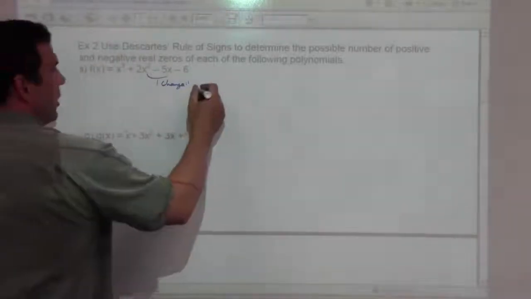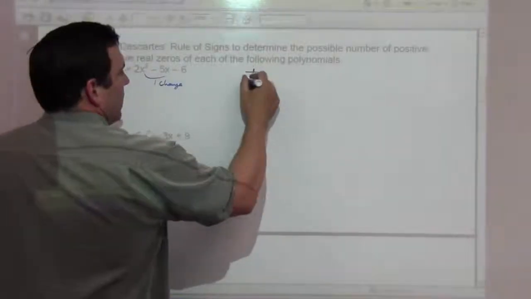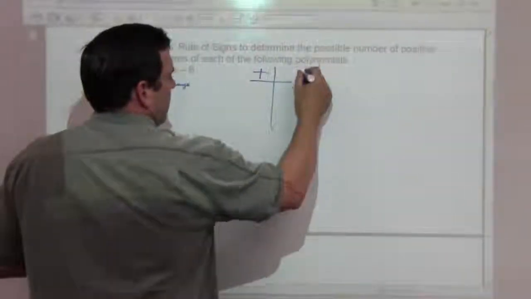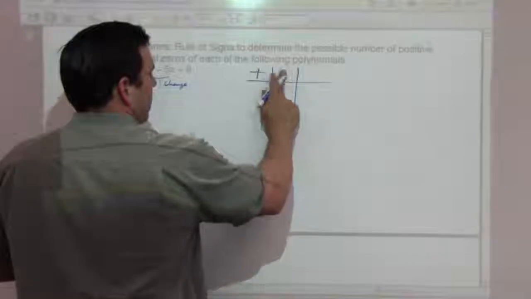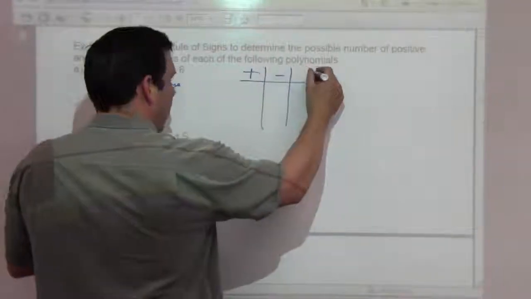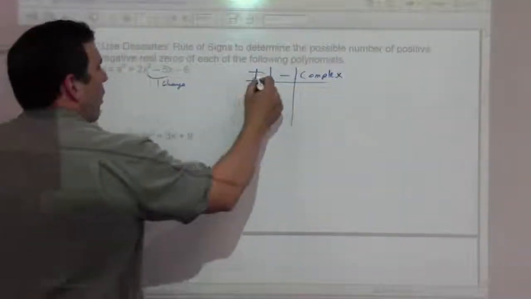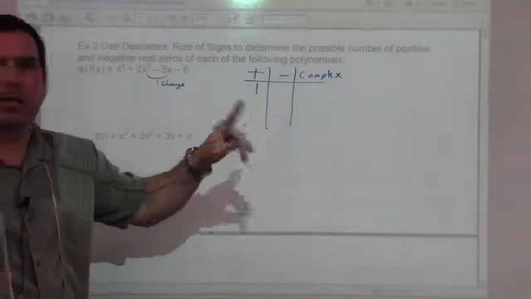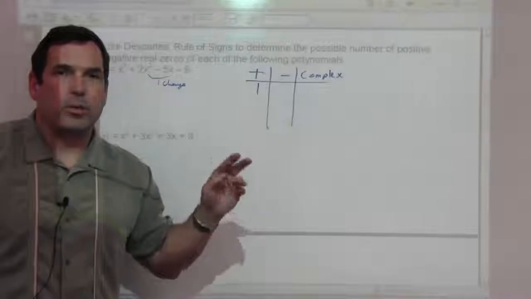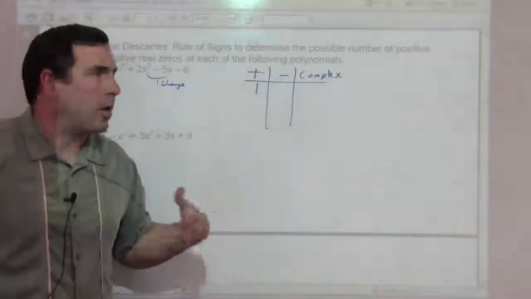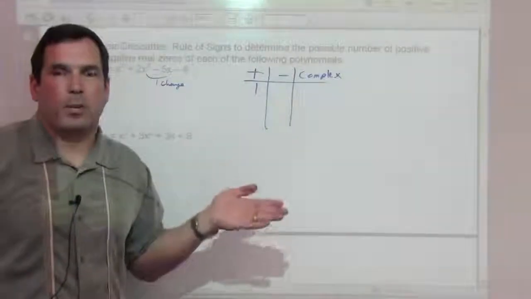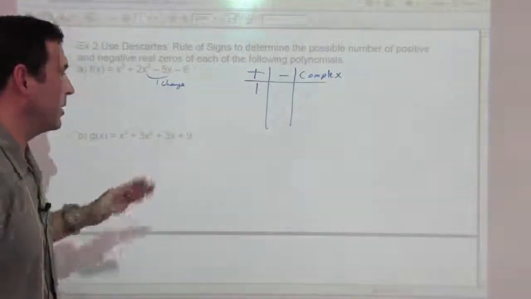So this is 1 change. So if we look at the number of positive zeros, negative zeros, and then we'd have complex zeros. So we could have 1 positive. So we're guaranteed that there's 1 positive. Not 2 or 3, there's 1 positive. So after you find 1 positive, don't keep looking on the positive side. That tells you when to stop looking.